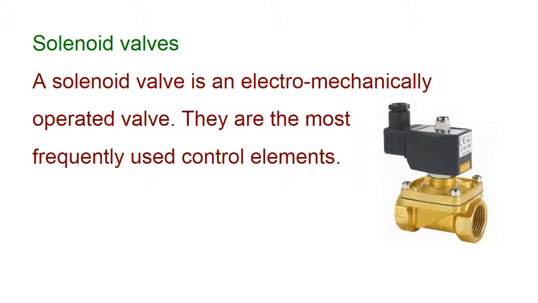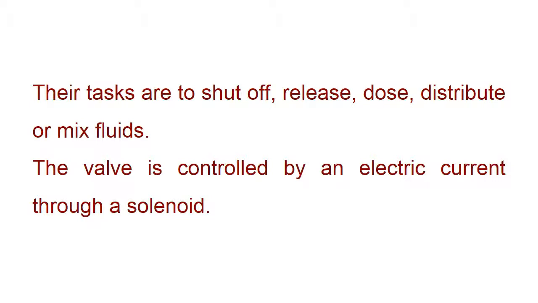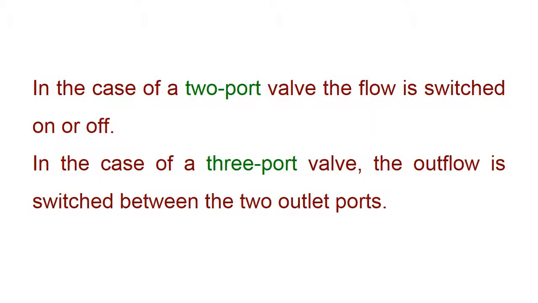Solenoid valves. A solenoid valve is an electromechanically operated valve. They are the most frequently used control elements. Their tasks are to shut off, release, dose, distribute, or mix fluids. The valve is controlled by an electric current through a solenoid. In the case of a 2-port valve, the flow is switched on or off. In the case of a 3-port valve, the outflow is switched between the 2 outlet ports.